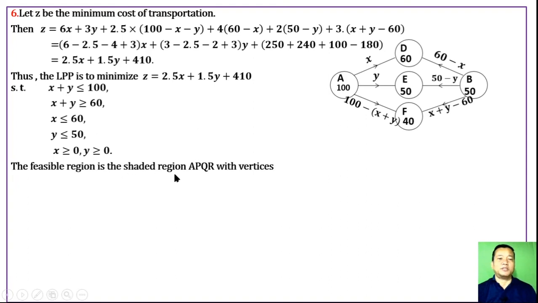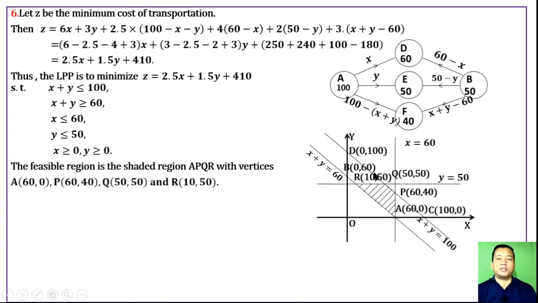The feasible region is the shaded region A P Q R with vertices. Solving the corresponding equations, we get the vertices: A, P at 60 0, Q at 60 40, R at 50 50, and the remaining vertex at 10 50.